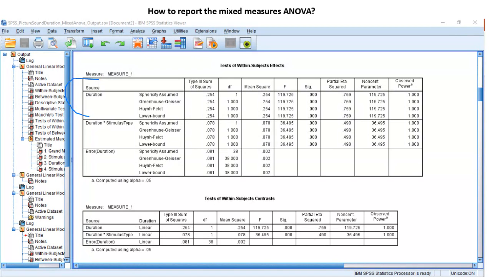And your interaction, well, the main effect of stimulus type is actually located down in the output, but I didn't show it here. Then you have your interaction, which is duration times stimulus type. And that is F(1,38) is equal to 36.5, I guess, and p is less than 0.001.